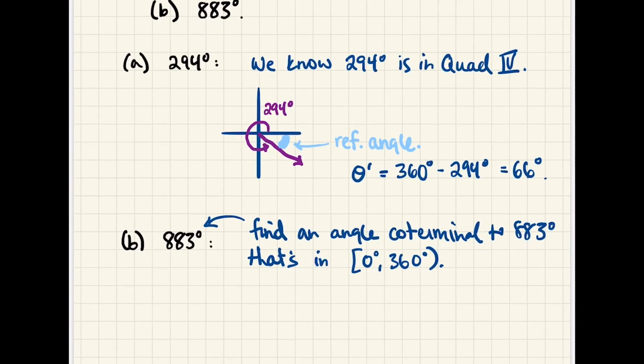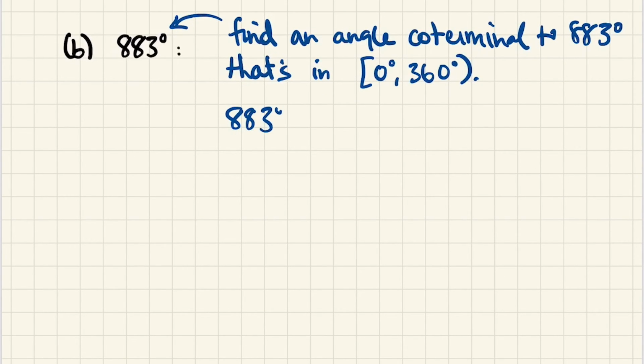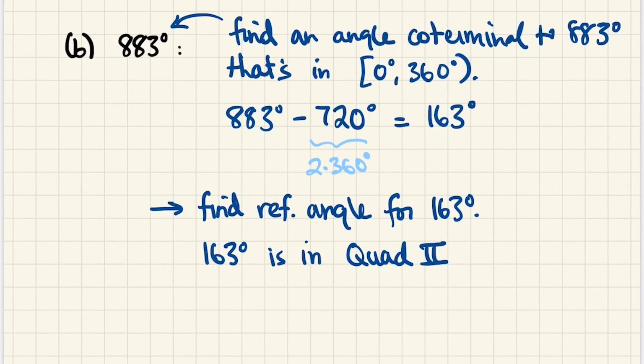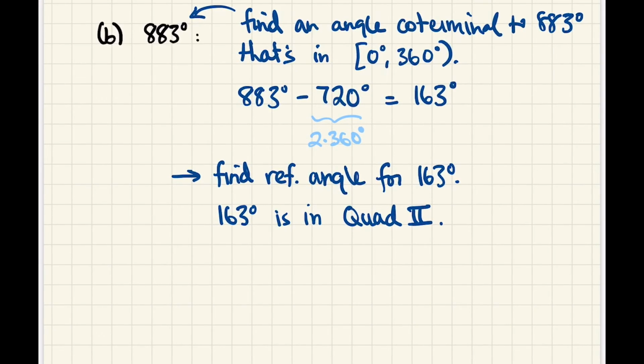So of course we'll just subtract 360 a bunch of times, but we know from experience at this point that we can subtract a bigger chunk like 720, which is 2 360s, and we will get 163. So now we just need the reference angle for 163 degrees. Okay, well, 163 degrees is in quadrant 2, which also means that 883, the original angle, is in quadrant 2. So let's quickly sketch it.